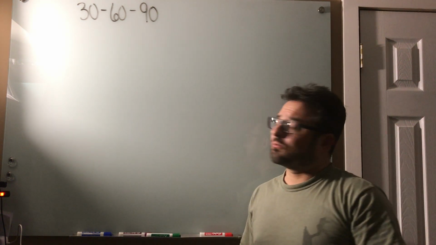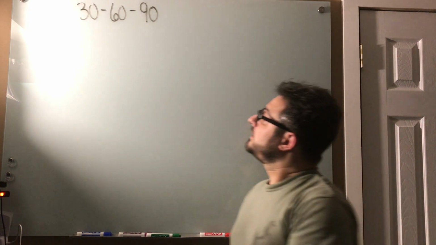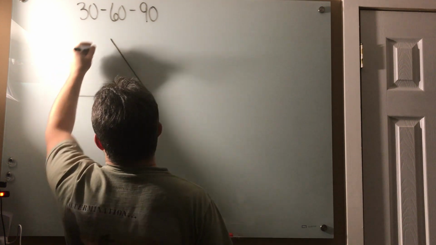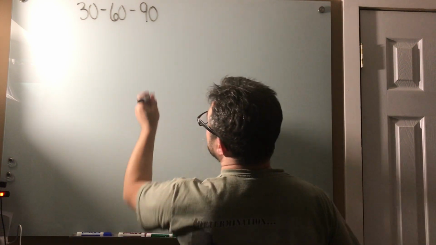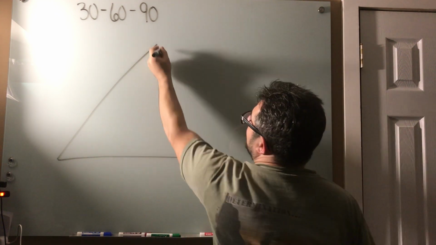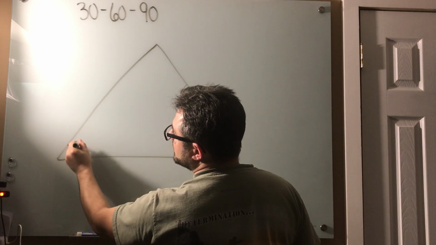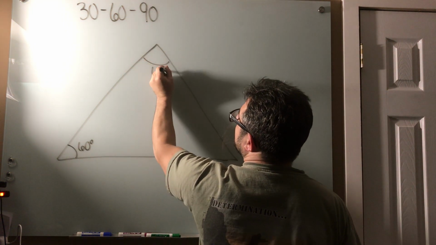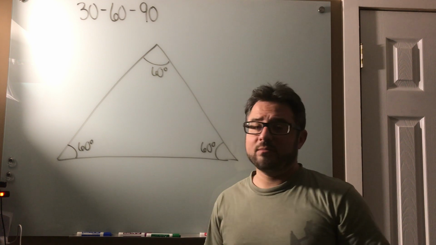Oddly enough, what we're going to start with is not even a right triangle. We're going to start with an equilateral triangle. An equilateral triangle has all three sides and all three angles the same. So each angle is 60 degrees. This angle up here is 60 degrees. This one down here is also 60 degrees. The side lengths are all the same as well.